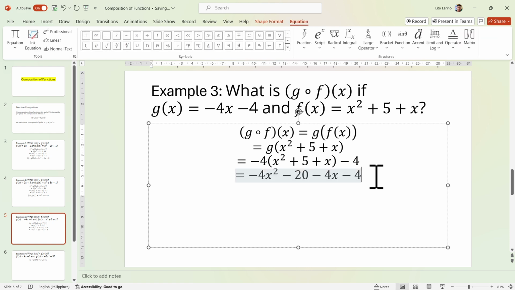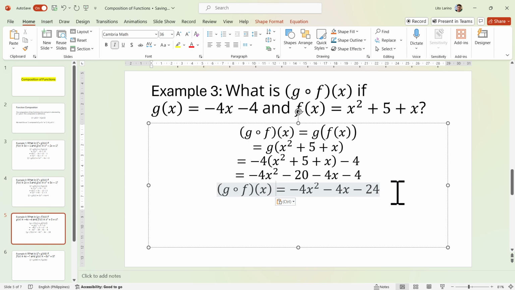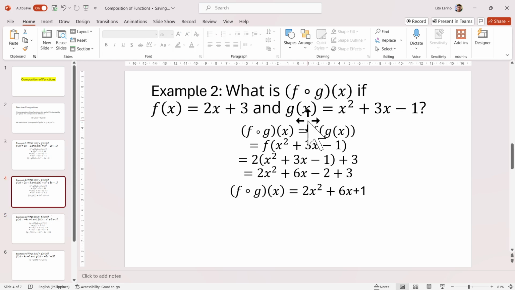Simplifying this by combining like terms, writing our final answer, we have negative 4x squared minus 4x, and then negative 20 and negative 4 is equal to negative 24. Therefore, g composed of f of x is equal to negative 4x squared minus 4x minus 24. Again, g composed of f of x is very different from f composed of g of x.